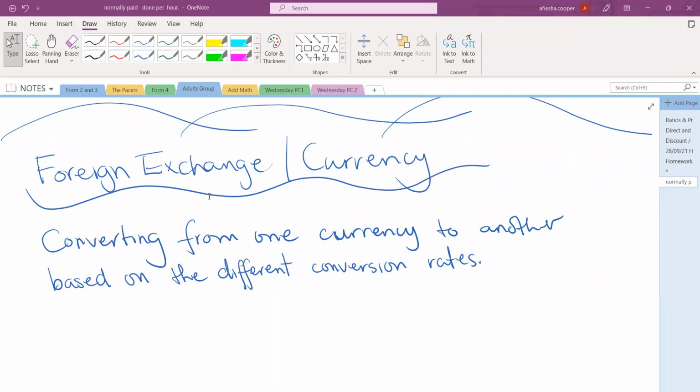Foreign exchange, aka currency, is the converting from one currency to another currency based on different conversion rates, right? So you go into America, you don't go to America with TT, right? Because they'll ask you, what is this? We don't accept this, right? So before you go to America or before you go to a different place that uses a different currency, different money value, you have to convert it, right?